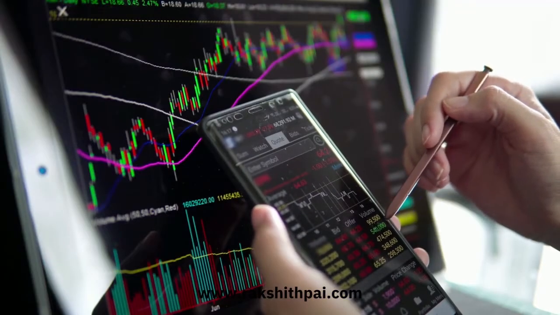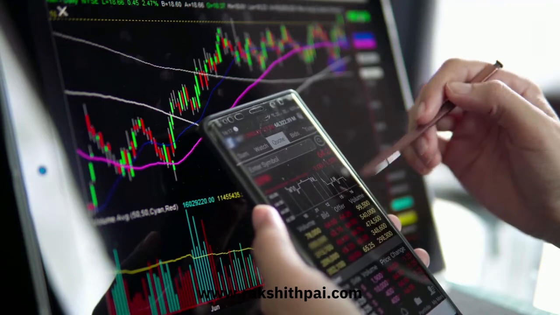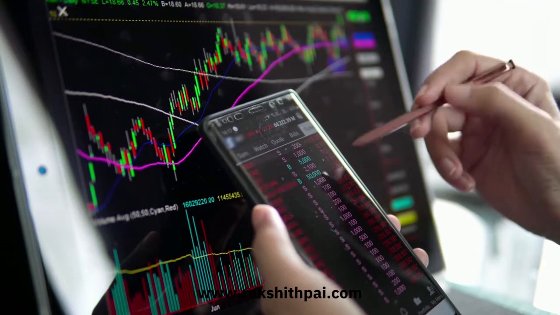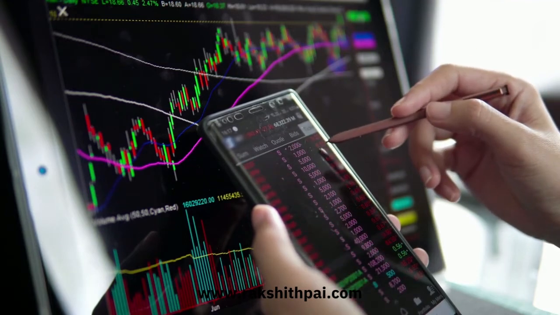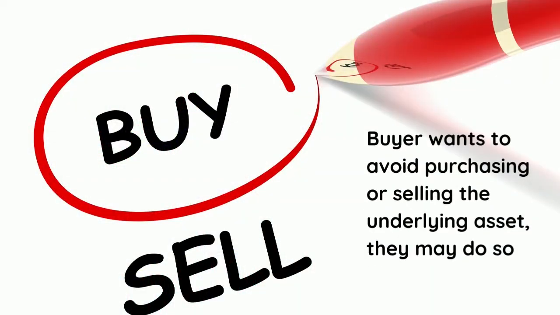Options. An options contract gives the buyer the right but not the duty to buy or sell the underlying asset at a certain price on or before a specified date. Options trading is an excellent way to trade equities without owning them. If the option buyer wants to avoid purchasing or selling the underlying asset, they may do so.